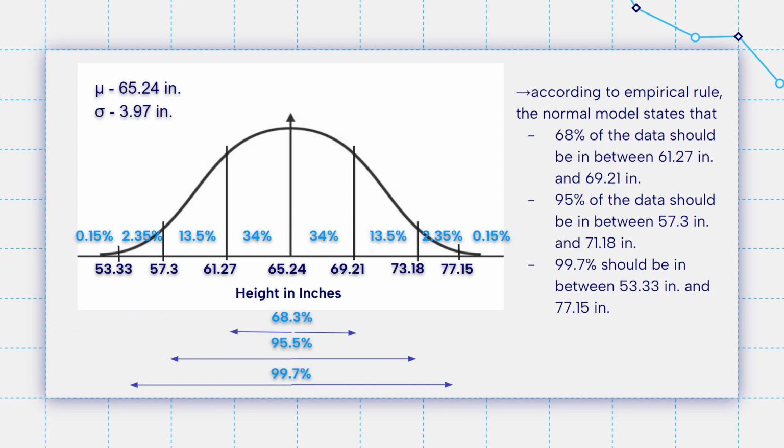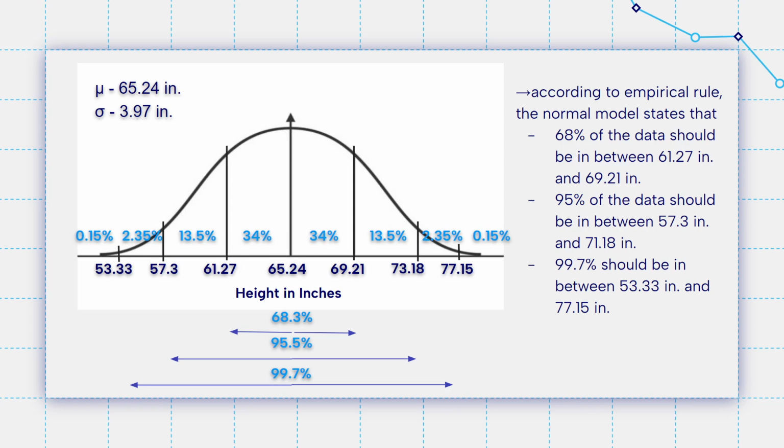This is a normal graph or normal model that shows our classmates' height in inches. So at the top left, you can see the mean of this class height is 65.24 inches and the standard deviation is 3.97 inches.